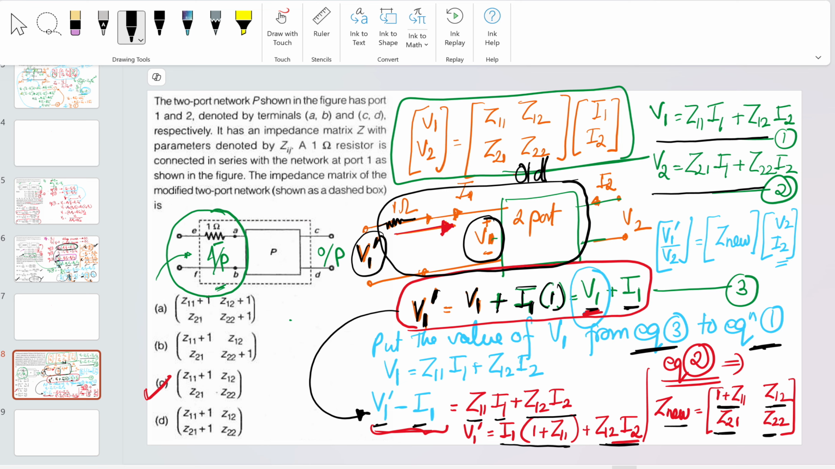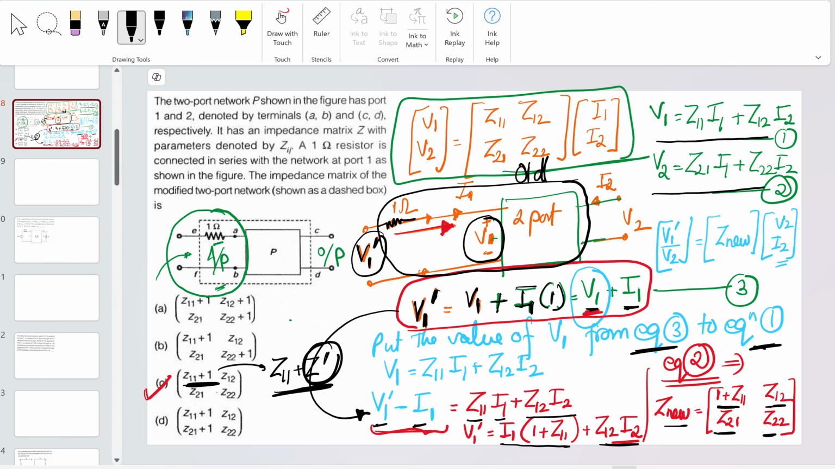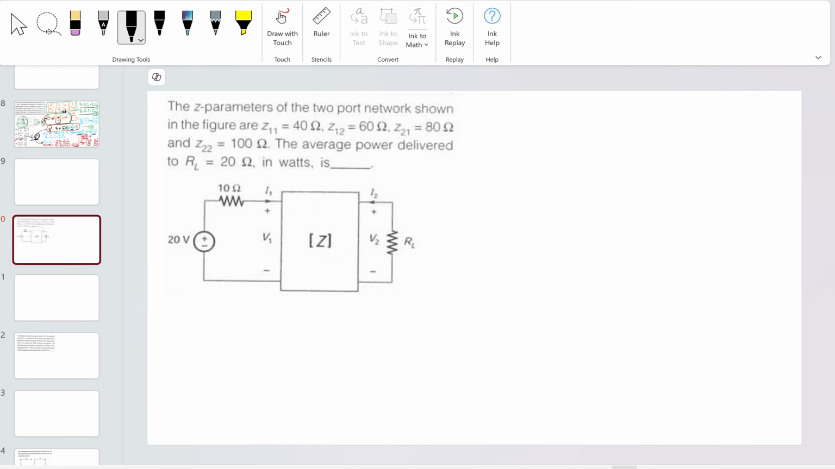Just remember that when you are adding one series resistance in series with the Z matrix, the Z11 value will be affected and it will become Z11 plus Z dash, which you are adding. Only the Z11 value will be affected. Let me give the second kind of problem on the same manner. Try to solve this problem.